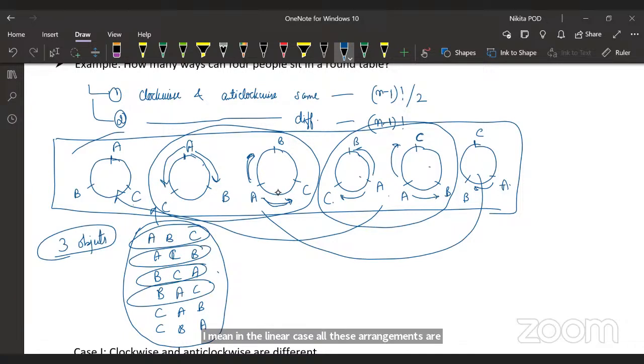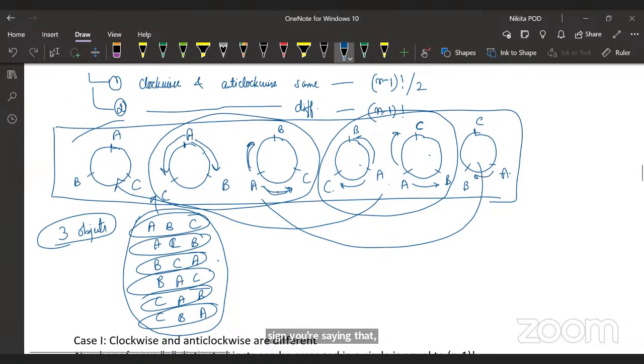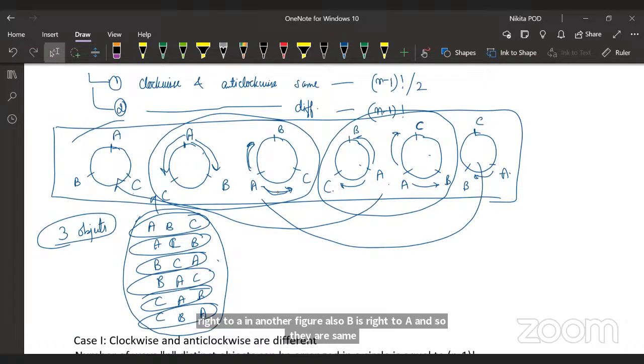But ma'am, actually here, are we talking about who is sitting right or left to somebody, or are we talking about there are three positions and three people? How many ways can we arrange them? We are talking about three people, and we need to arrange these three people on a circular table. Correct, ma'am. My point is, in one figure B is right to A, in another figure also B is right to A, and so they are same. But they are sitting on different seats.